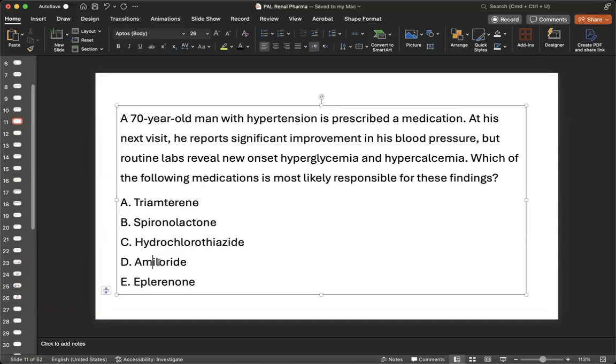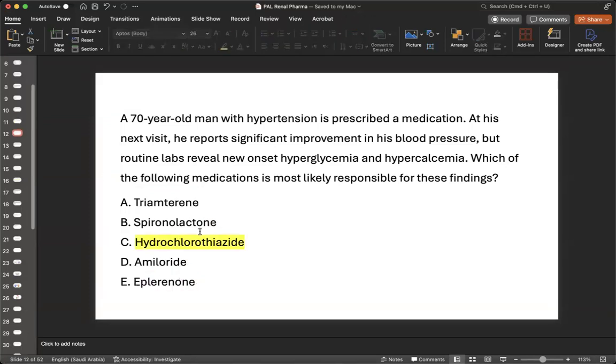Okay, and then we have amiloride, which is similar to triamterene, and eplerenone, which is similar to spironolactone, except eplerenone does not cause gynecomastia. Good. So the answer here would be hydrochlorothiazide. Hydrochlorothiazide, where does it work?